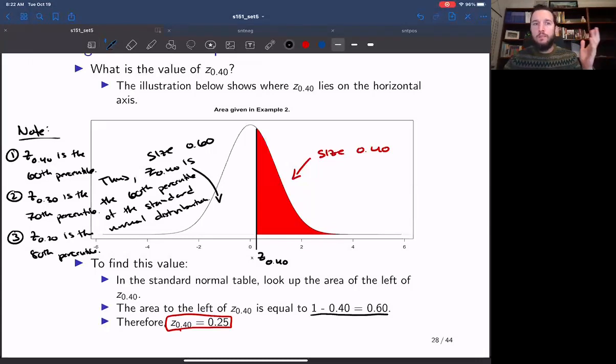So if I want the 60th percentile, that's Z 0.4. If I want the 70th percentile, that's Z 0.3. If I want the 20th percentile, that's Z subscript 0.8. Okay, so we always have a complementary relationship when talking about percentiles.